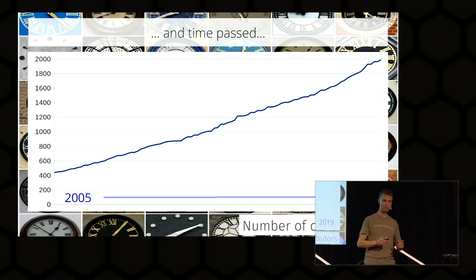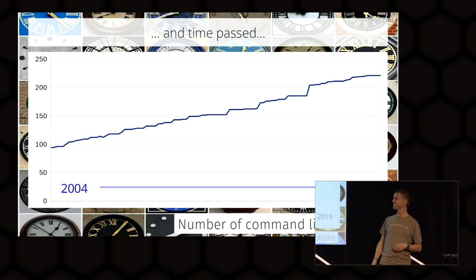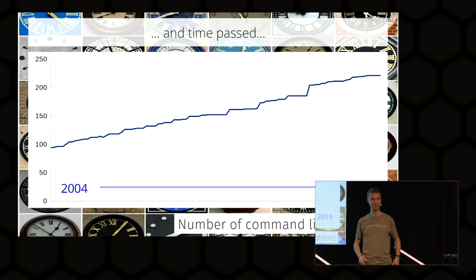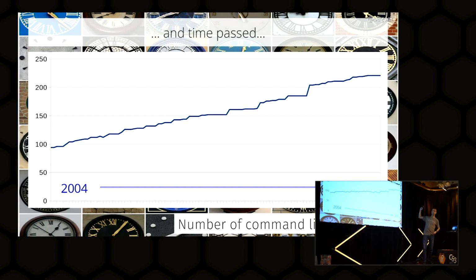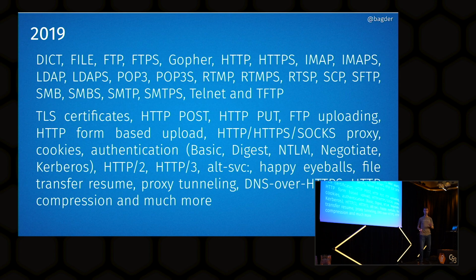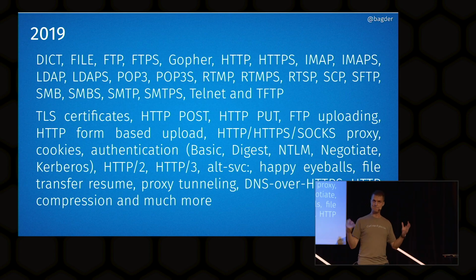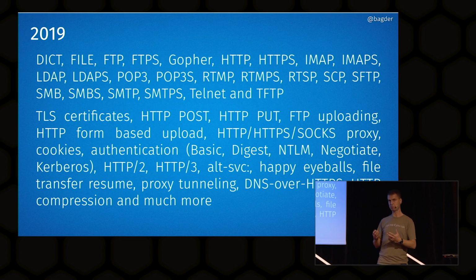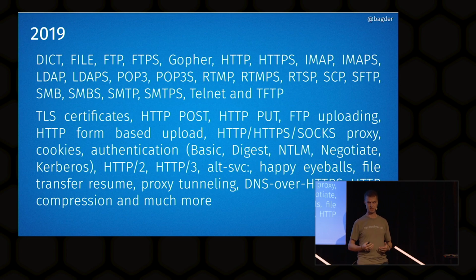And also the number of command line options. It was less than 100 back in 2004. It's now 226 since a few days back. Yes, lots of it. But now we know a little bit more than those 3 protocols from 1998. Curl is packed with a lot of internet protocol transfer features, pretty much everything you need to do when it comes to transferring stuff over the internet.